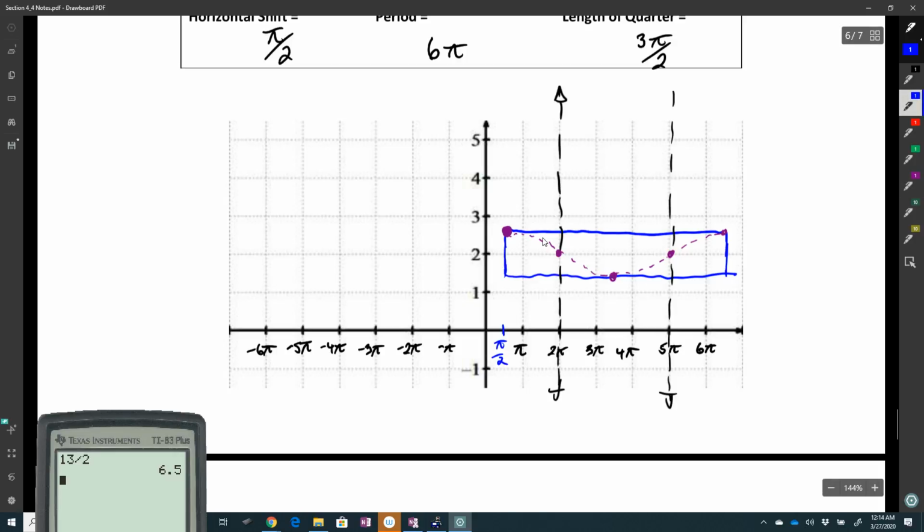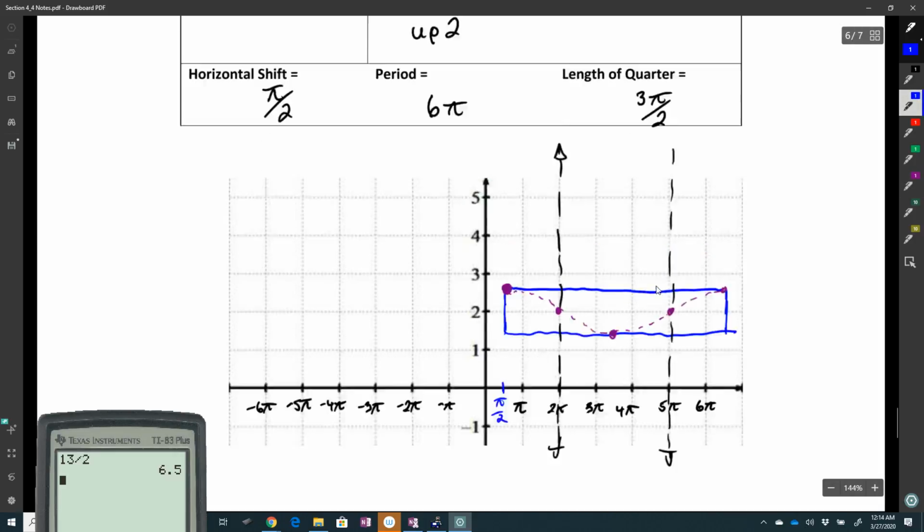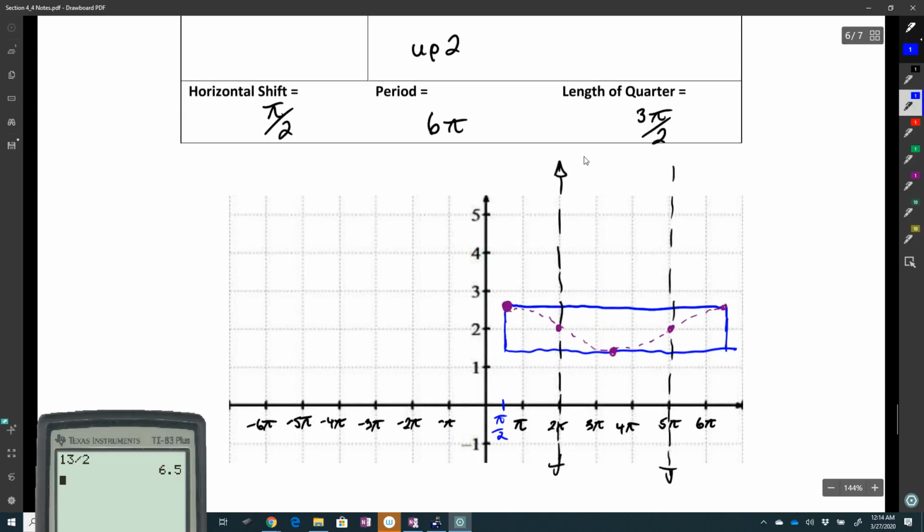And then we can make another box. It is 6 pi long. You know what? I don't even need it. I'm going to move over 1.5, 1.5, 1.5, 1.5, and I'm going to go 1.5. And that puts me right here. And that's my cosine wave.